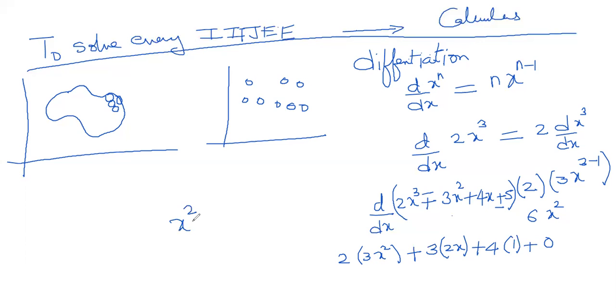X power 2. The 2 will come in front and 2 will be subtracted in the exponent. That is why it has become 2x power 1. That only we call 2x. Understood that? Is it clear now?